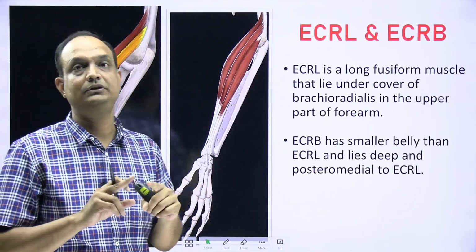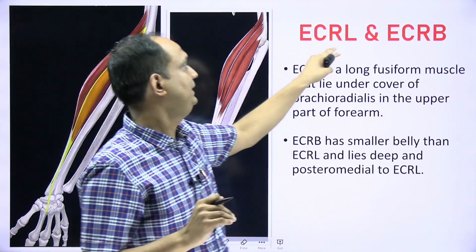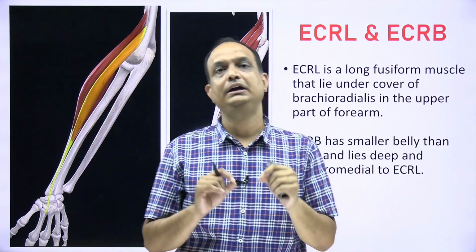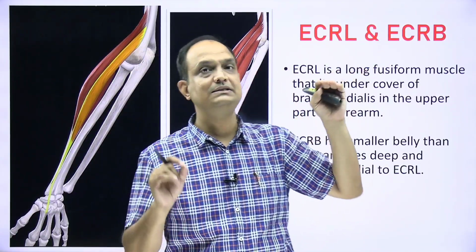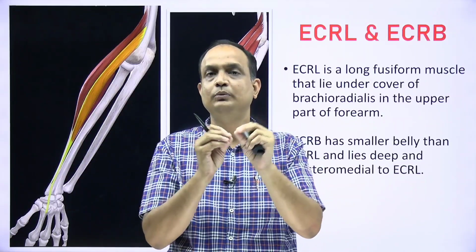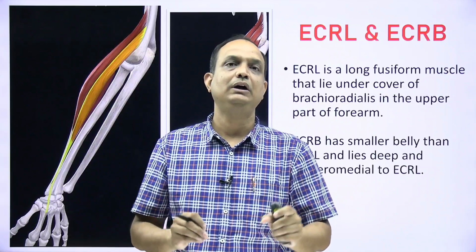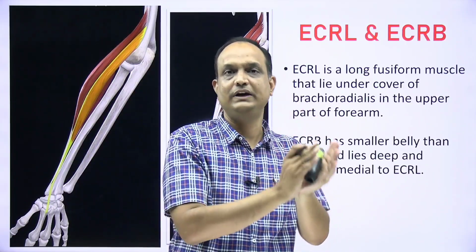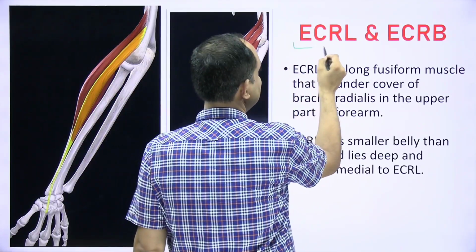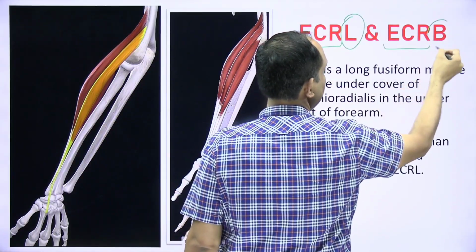Now you have two more muscles in the lateral or radial compartment, extensor carpi radialis longus and brevis. Now my suggestion is that whenever you are reading these two muscles, please read them as a single unit, because there are so many similarities between these two muscles. So that's why you are able to have this idea of what is the difference and what is the similarity. So the name is extensor carpi radialis. Now this is longus and this is brevis.